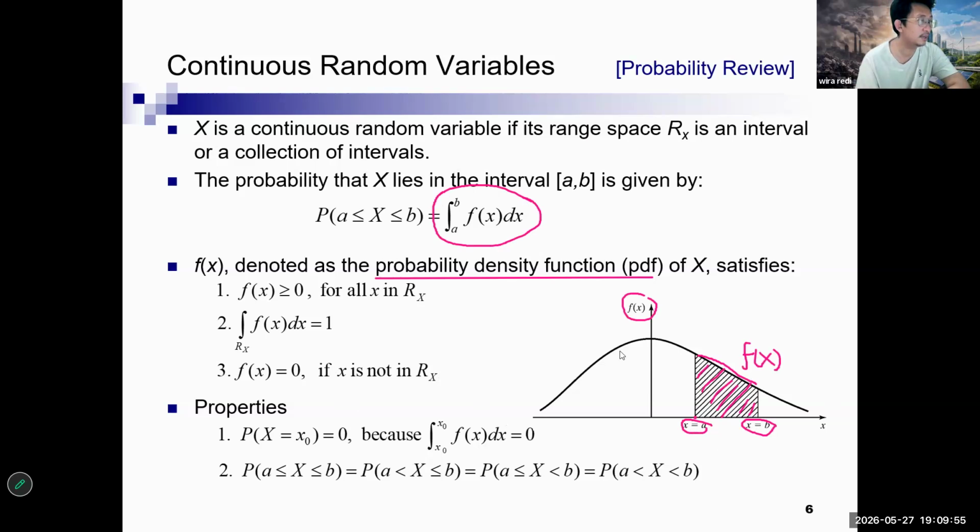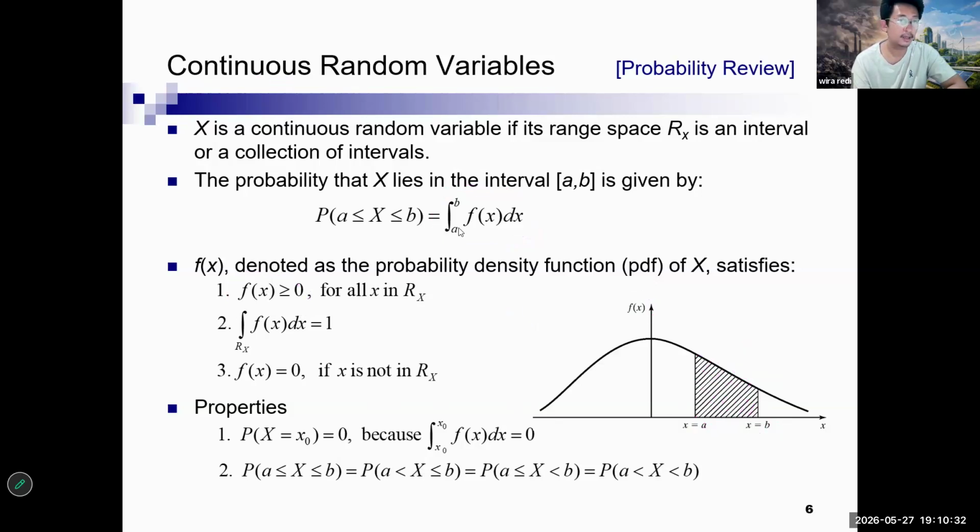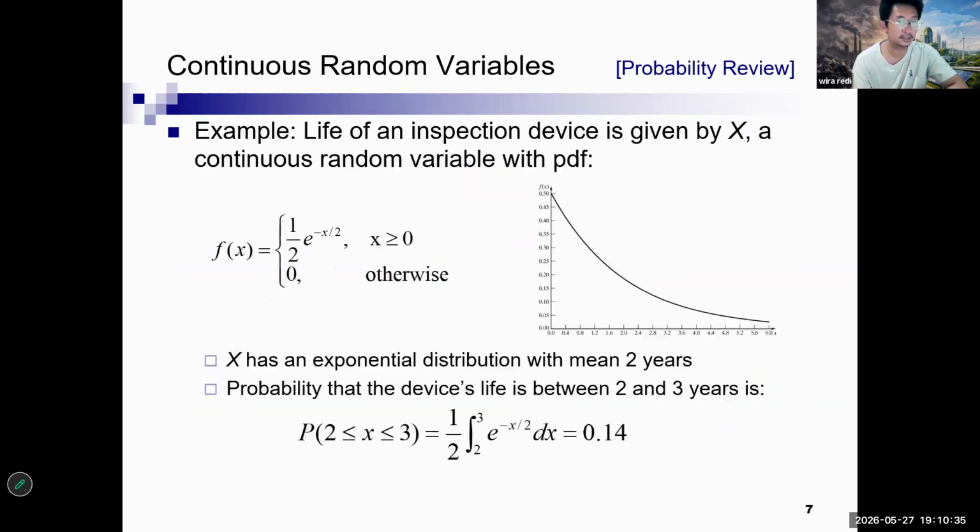And the same with the discrete. For continuous random variables, the probability of a random event falling in this area will be represented by f(x). Previously we had p(x), now we have f(x). Yeah, so that's what we discussed previously. And then this is just an example of it.